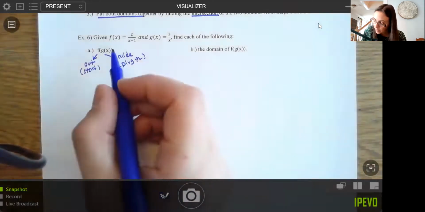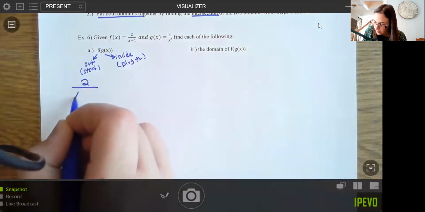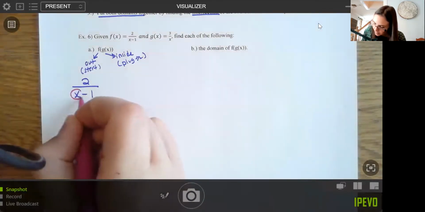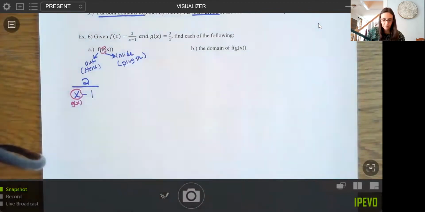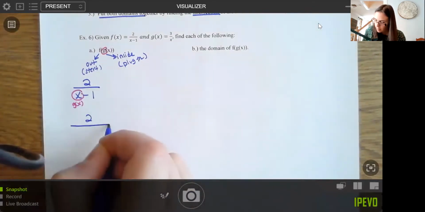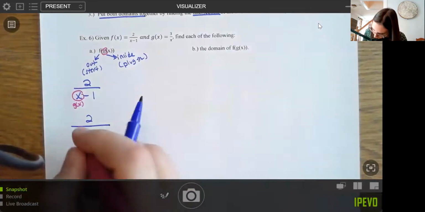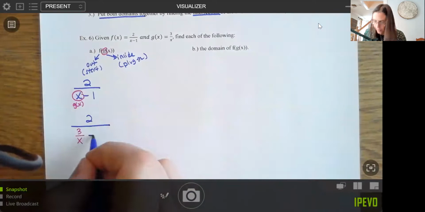So let's see, my outside function, I'm going to rewrite it. 2 over x minus 1. And then I'm going to take this x and I'm replacing it with g of x this time. So I have 2 over, and my g of x function is 3 over x, minus 1.